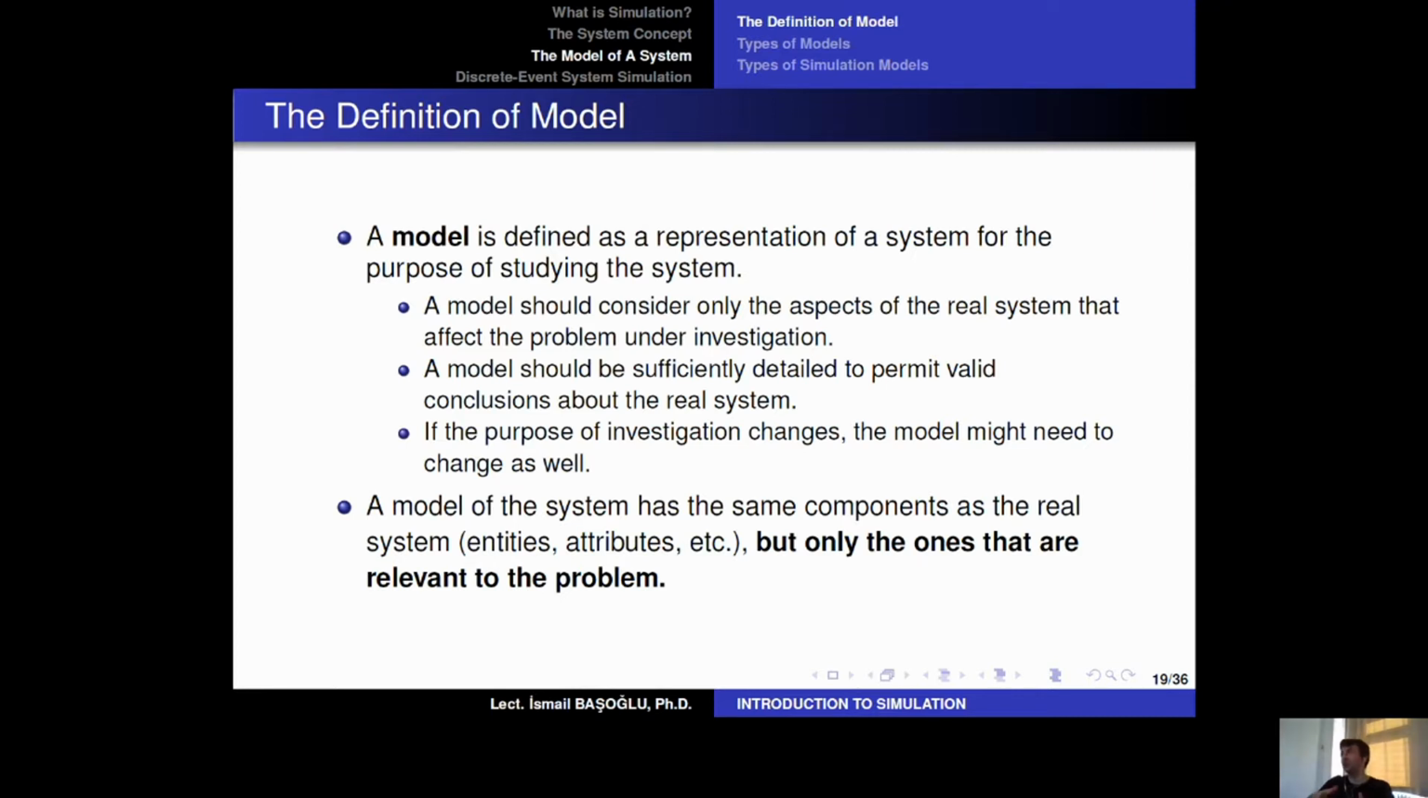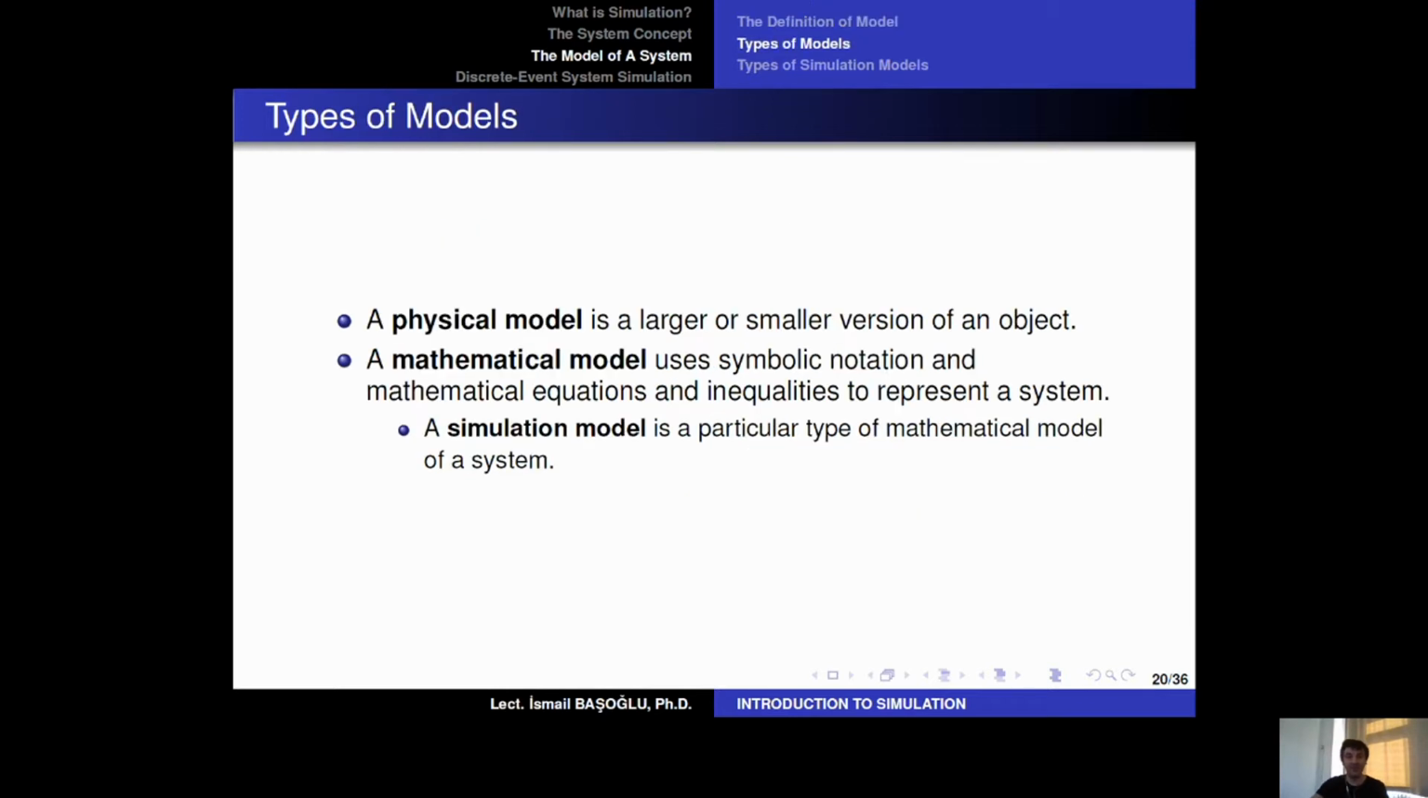So if we are going to solve a problem related to these systems, and if we are going to experiment on the models, then we are just going to create a model with components which are relevant to our problem. Now, there are several types of models. For example, a physical model is either a larger or a smaller version of an object. So if you create a physical solar system model in a laboratory environment with your marbles, that physical model is going to be a smaller version of the original solar system. However, we can also create larger models as well.